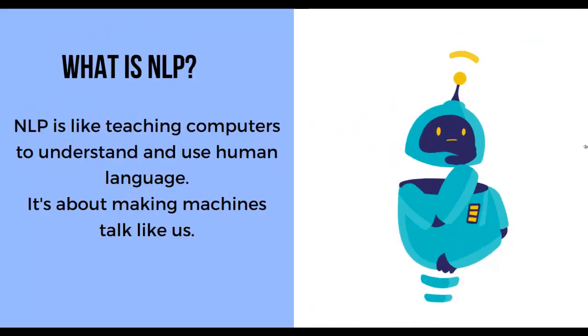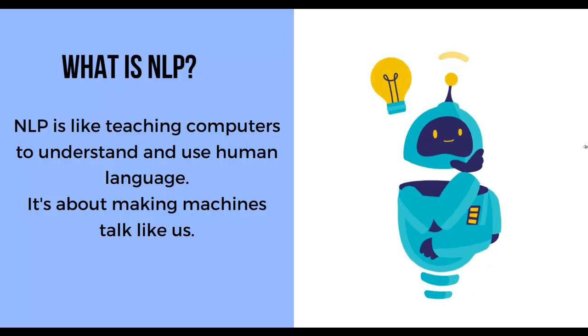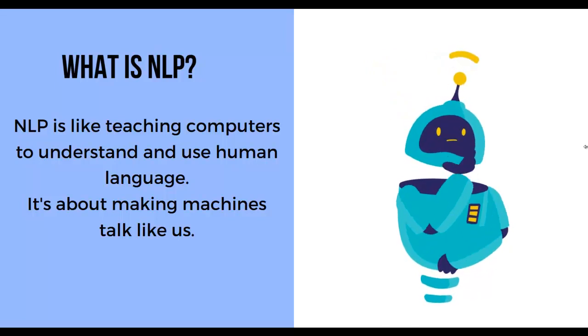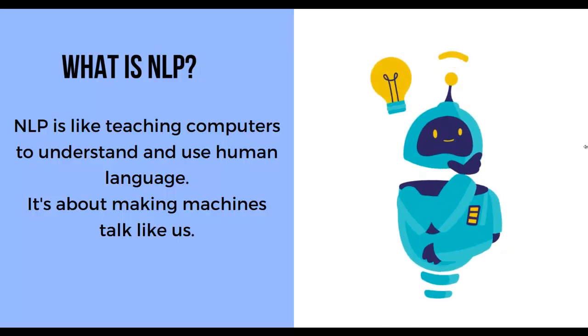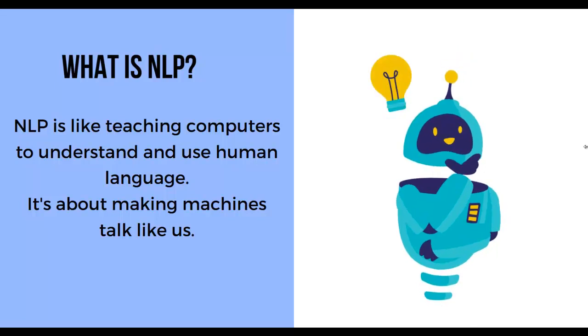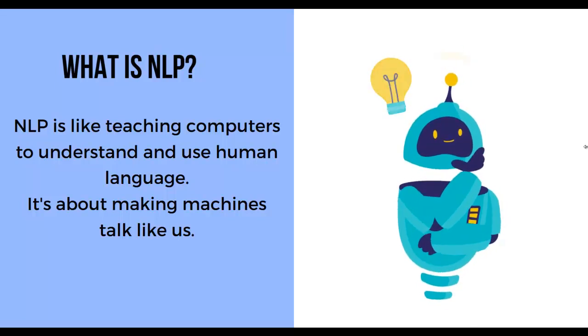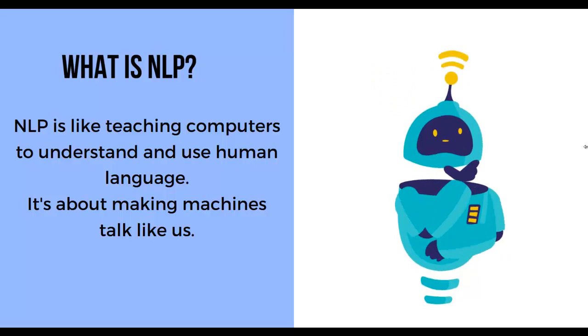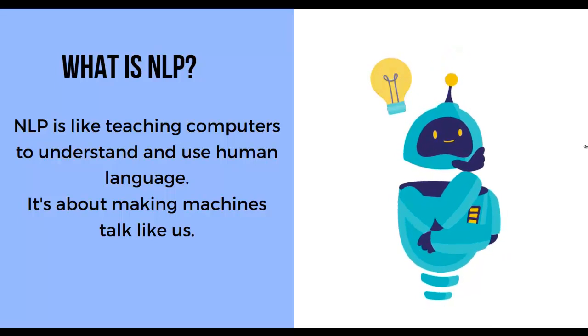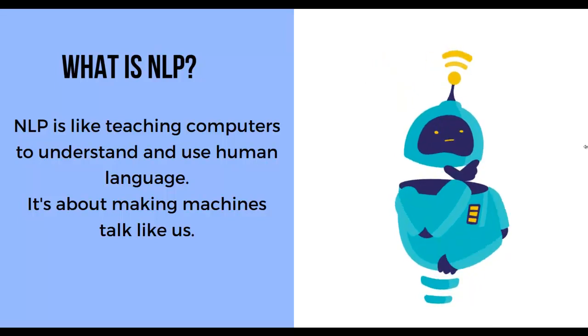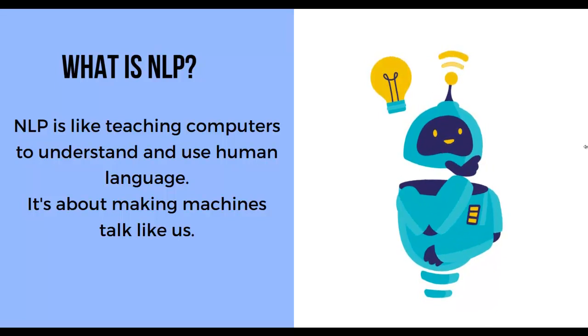Now, first, let's start with what NLP is. NLP is about teaching computers to understand and use human language. It's about making machines talk like us. Think of ChatGPT, where a computer can chat with you like a human, or BERT, which understands the context of your words in a sentence.